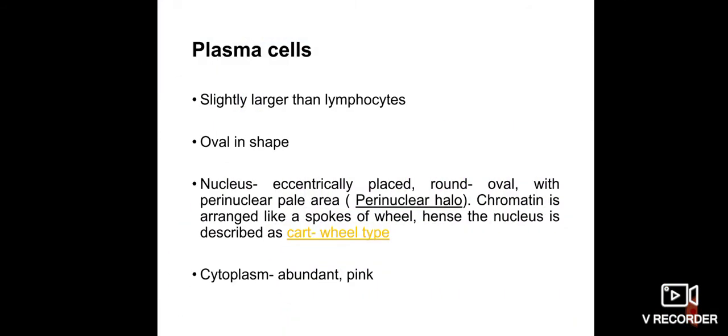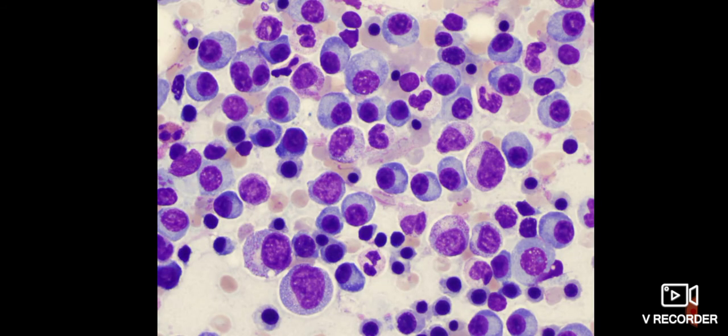Coming next to plasma cells. Plasma cells are slightly larger than lymphocytes. They are oval in shape. The important point is the nucleus, which is eccentrically placed, round to oval with a perinuclear halo, and the chromatin is arranged in a cartwheel-like pattern. Cytoplasm will be abundant, pink to blue.